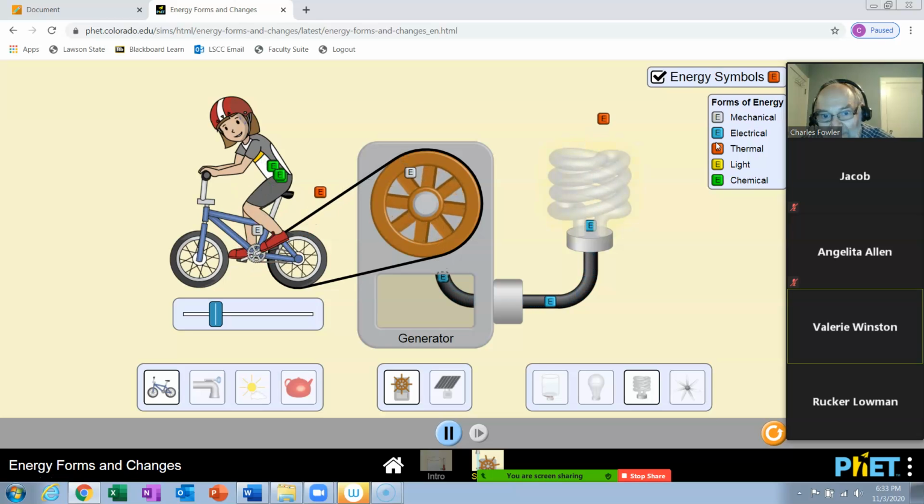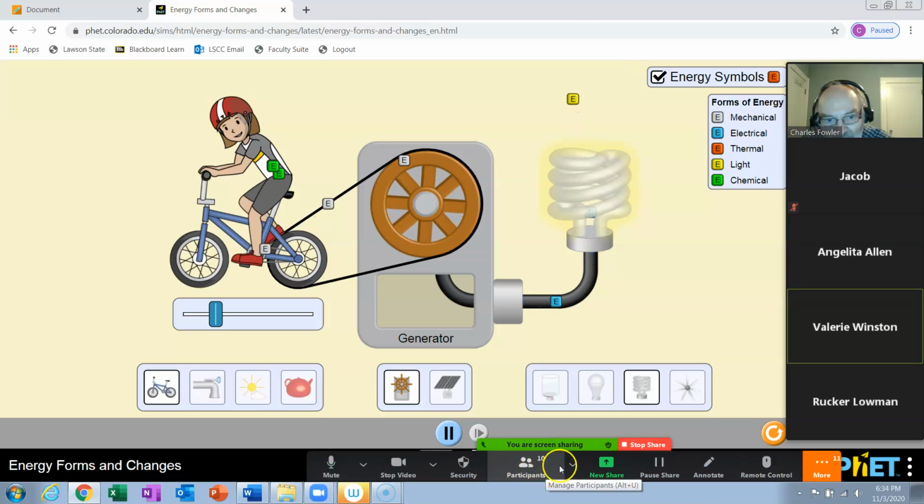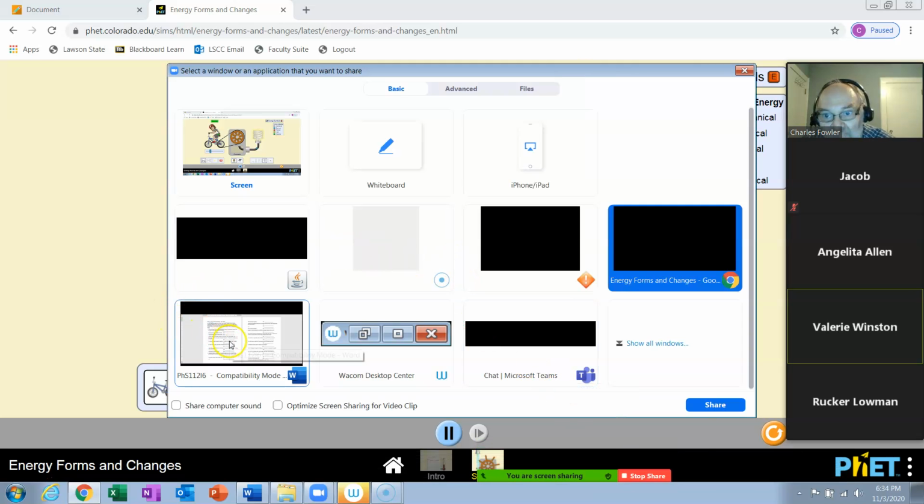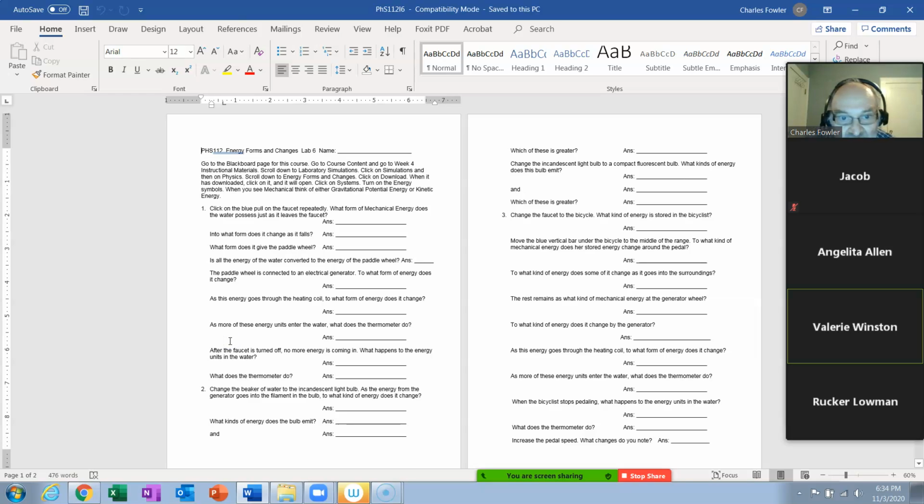Did that answer the questions that we had? I have to go back. That answered those two questions. To what kind of energy does it change by the generator? It is electrical. And as this energy goes through the heating coil, to what form of energy does it change? Light and some thermal. Right. Now we may have gotten off here.